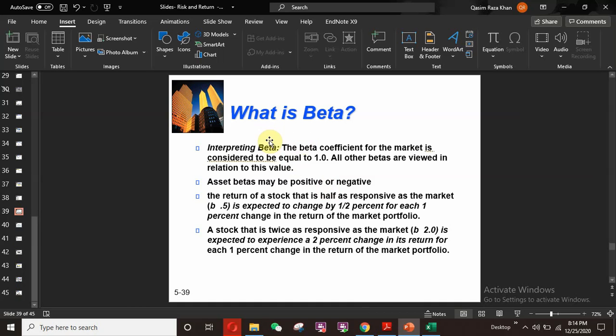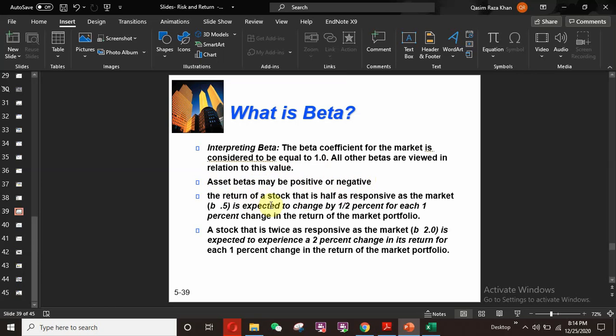So what is the interpretation of beta? Interpreting beta: the beta coefficient for the market is considered to be equal to 1. All other betas are viewed in relation to this value. Generally, we assume that the market beta is equal to 1. So we check the relation of all other betas from the perspective of 1. Asset betas may be positive or negative. The range of beta is between -2 and 2.